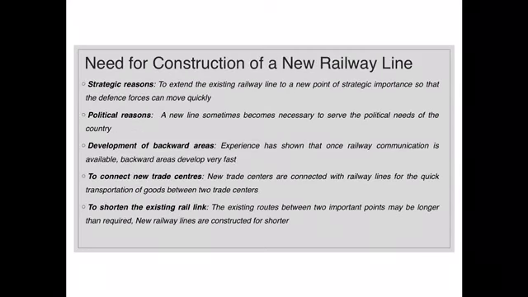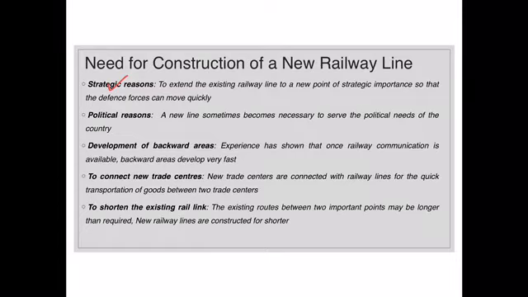Now, what is the need for the construction of a new railway line? Do we really require it? We have some reasons why it is required. The very first reason is strategic. During emergencies, such as a military emergency, we may have to move persons or even military equipment from one place to another. For that, it may require us to extend the existing railway track to a new point of strategic importance.